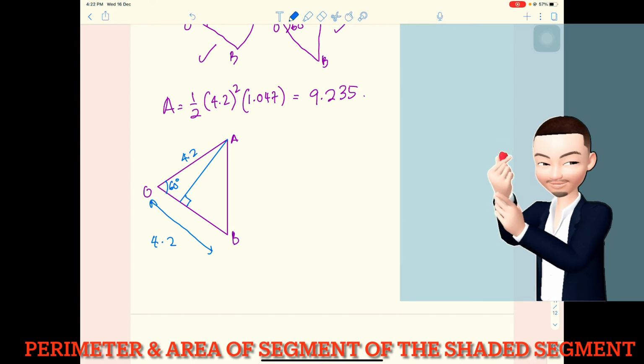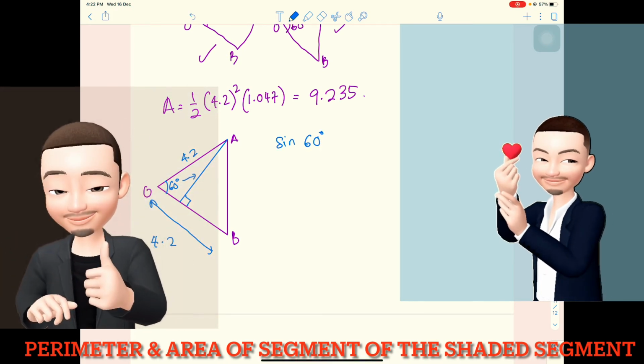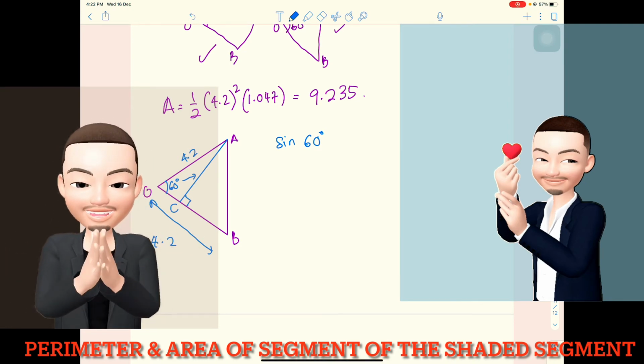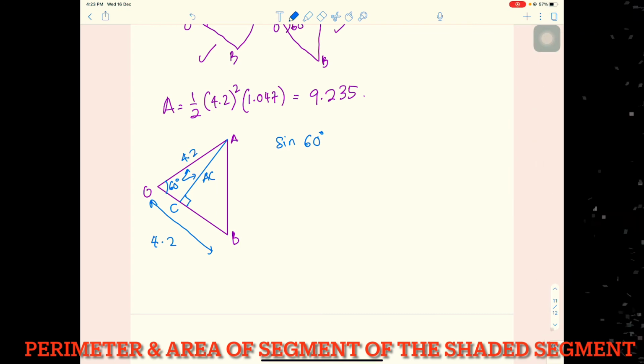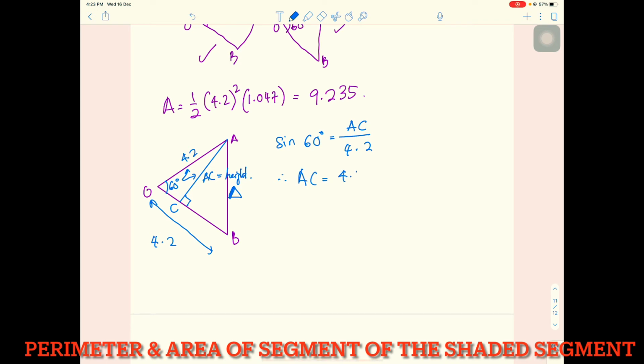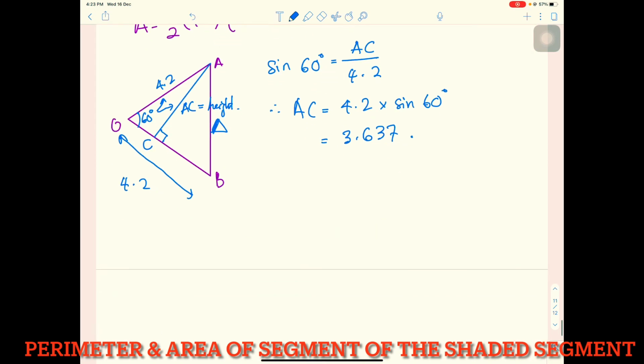Using trigonometry, sin 60 degrees. Let's say this is C, so this is AC, which is opposite to the hypotenuse, so sin 60 equals AC over 4.2 centimeters. Therefore AC is actually the height of the triangle. So AC equals 4.2 times sin 60 degrees, so we get 3.6337.